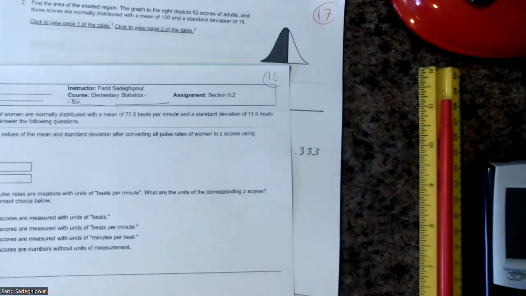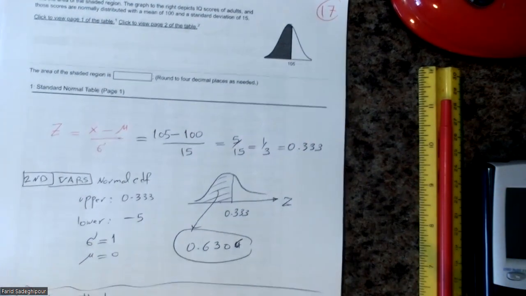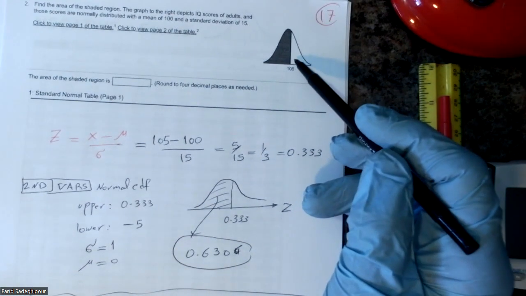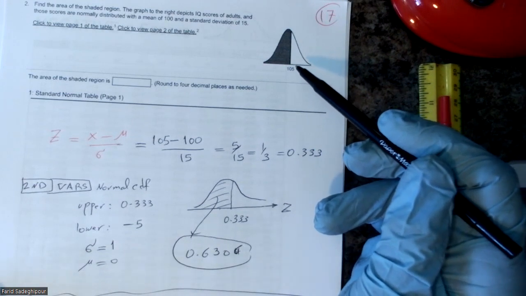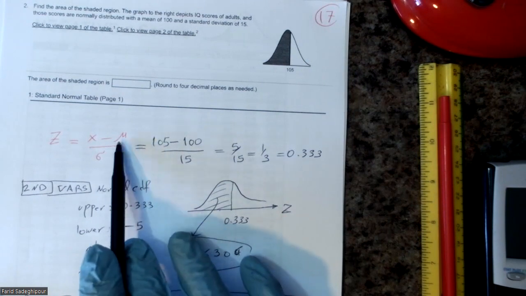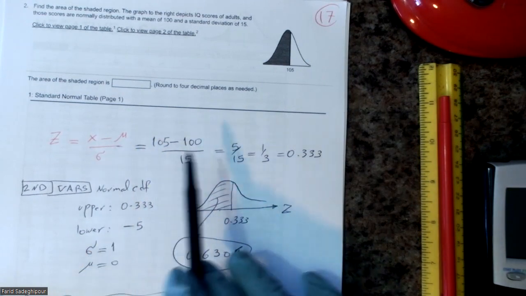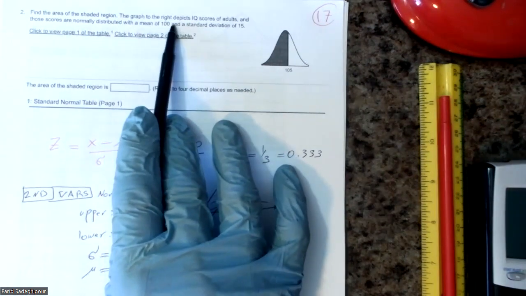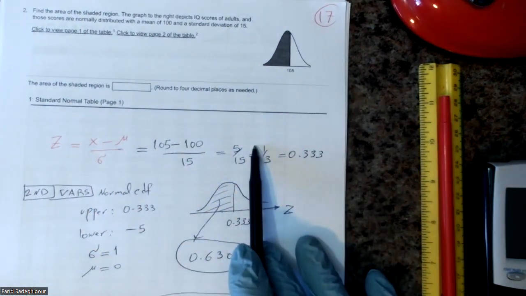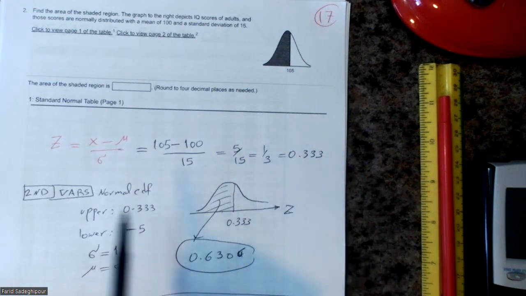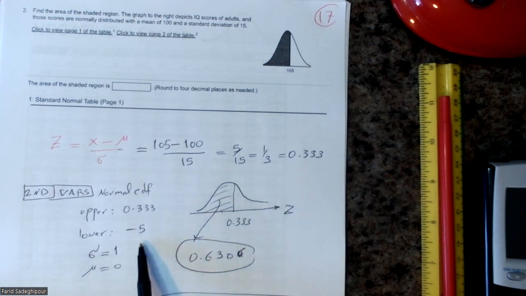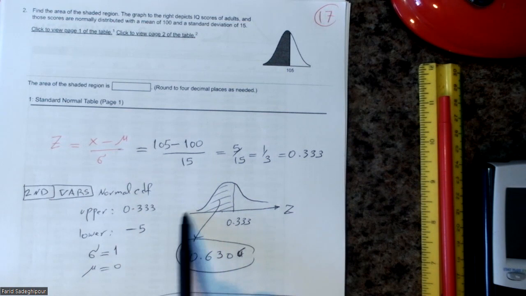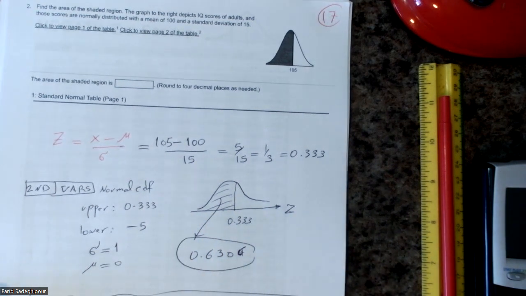The z score in the formula is unitless. There is no unit for z. So this one, they want you to calculate this area. Okay, so x is 105. Mean and standard deviation are given in the problem. That gives you the z value. And then in normal CDF, for the upper one, you put that number. For lower, you put -5 here. That gives you the area.